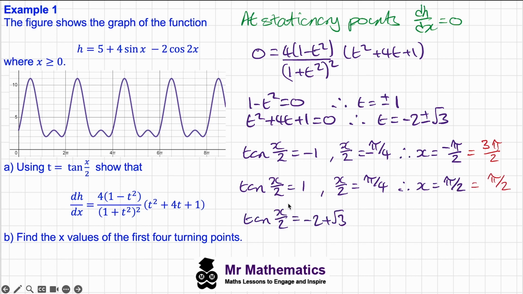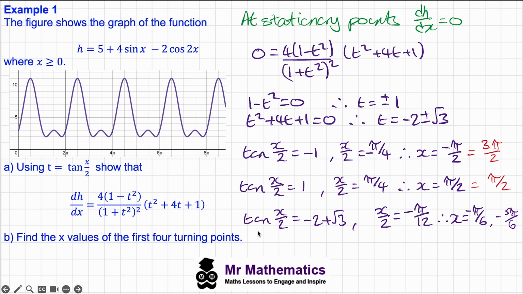Our next solution will be tan of x over 2 is negative 2 plus root 3. So in this solution here, take the arctan, so x over 2 is negative pi over 12. And multiply this by 2 to find x. So x is negative pi over 6 and negative 5 pi over 6. Neither of these solutions fall within the correct range where x is greater than or equal to 0.